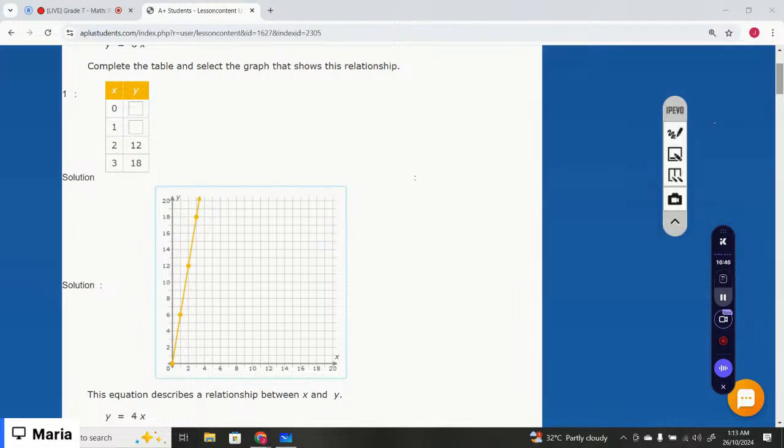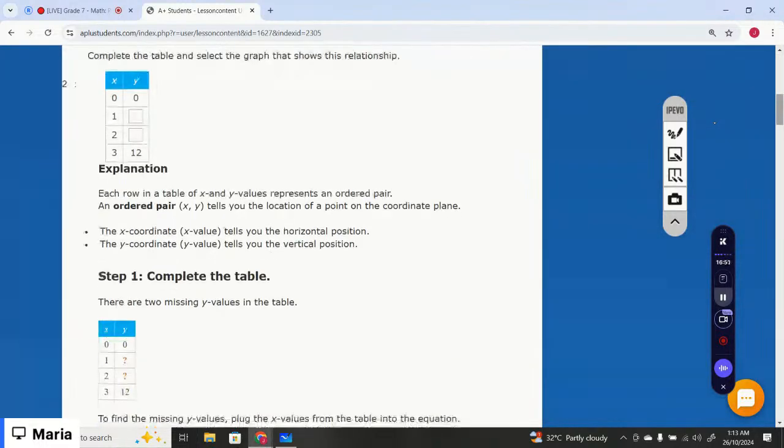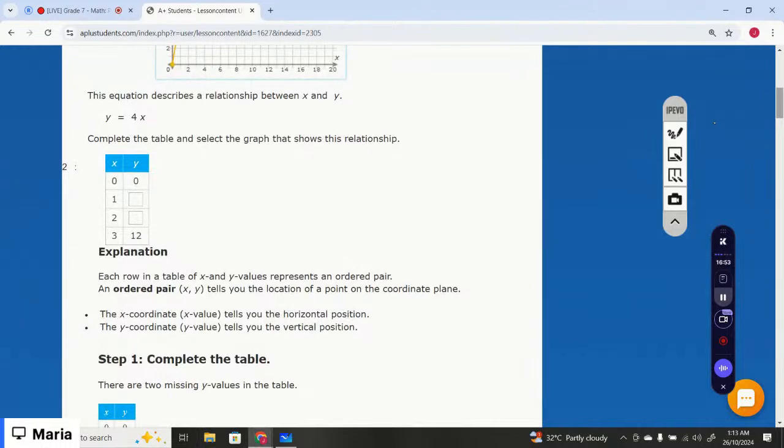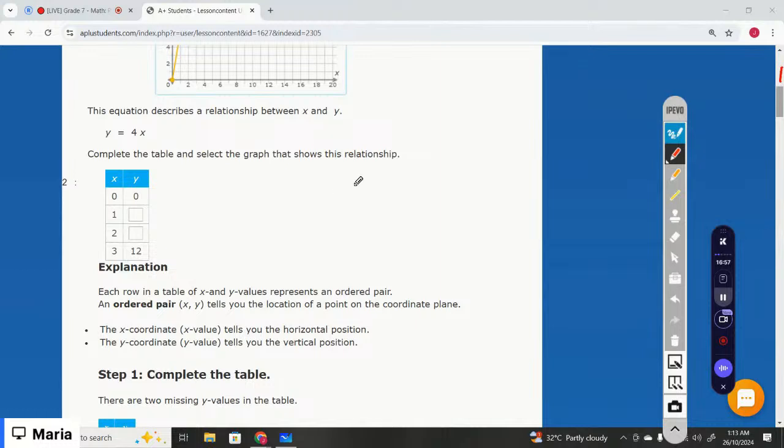Here you have y equals 6x and here you have y equals 4x. Okay, so that is y equals 4x, right? Let's just complete the values first. Put the values of x and calculate the values of y. X equals 1, so just replace the x with 1. So 4 times 1 is 4. So that is 4, right?